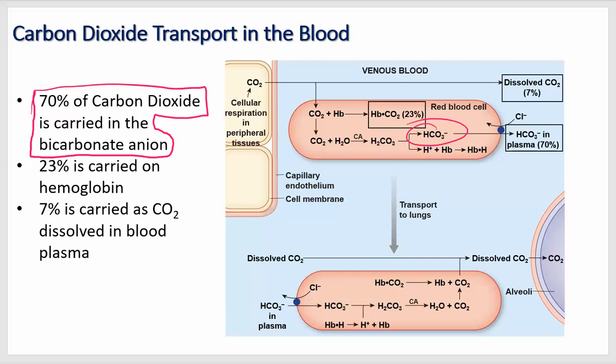So 23% is carried on hemoglobin. Yes, hemoglobin has some affinity for carbon dioxide as well as oxygen, and 7% is carried dissolved in the plasma. All right, and then the carbon dioxide goes from the tissues and is moved out to the lungs. All right, and that is it.